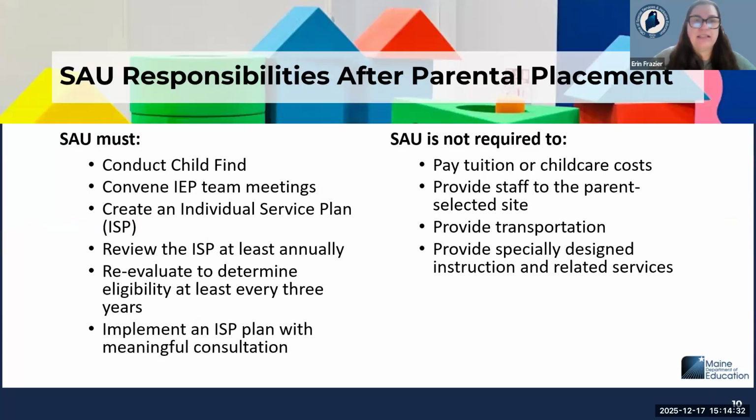Next slide. So in terms of our parental placement students, in this case, the SAU must conduct child find activities, convene IEP meetings, create individual service plans, review the IESP at least annually, reevaluate to determine eligibility at least every 3 years, and implement an ISP with meaningful consultation. So not different than the private school criteria that are in our community now for school-aged.